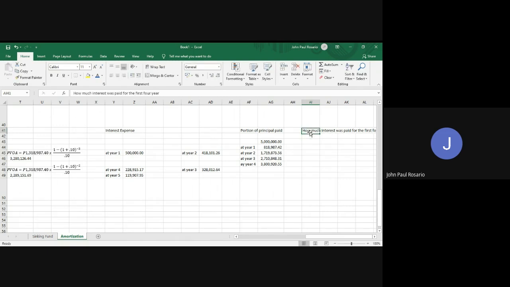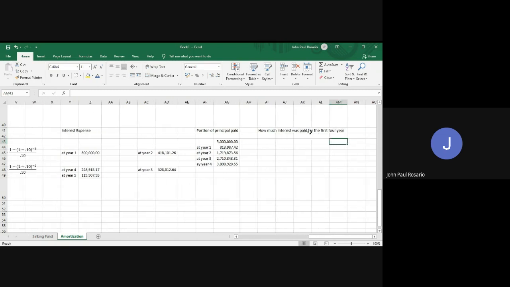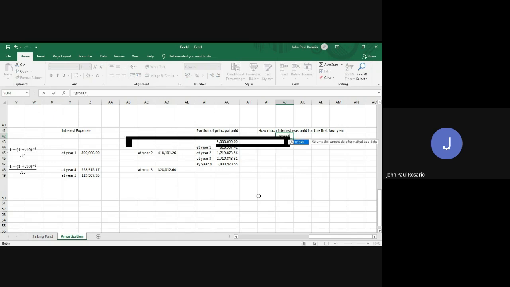So pag ingani gali ang question na how much interest was paid for the first period. So this is the thing. You compute for the portion of the principal paid. So that is, for example, gross total payments less portion of principal paid.